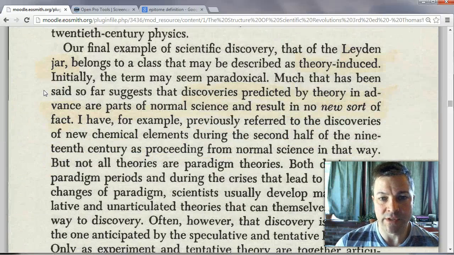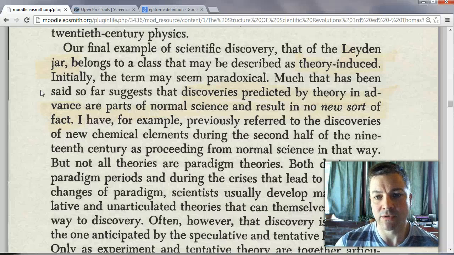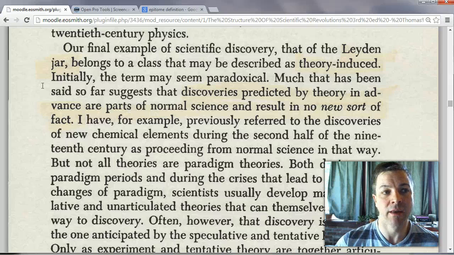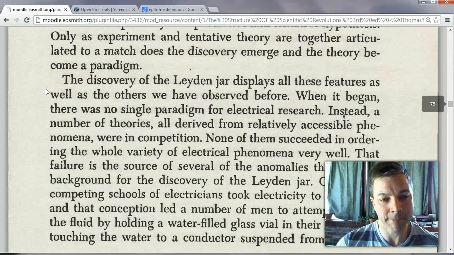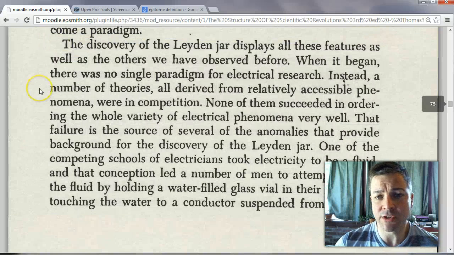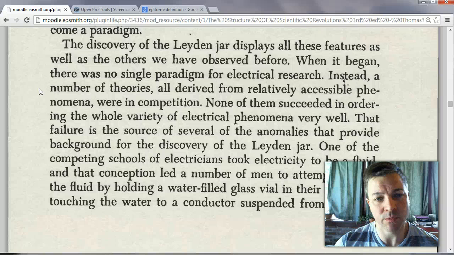Our final example of scientific discovery, that of the Leyden jar, belongs to a class that may be described as theory-induced. Okay, now you probably want to look up Leyden jar, and there's some really cool videos on YouTube. I'd encourage you to look up Leyden jar on YouTube to see what this is. Discovery of the Leyden jar displays all of these features as well as others we've observed before.